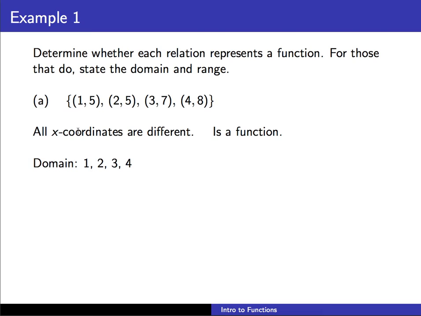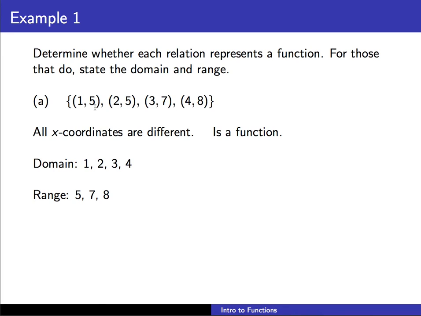So the domain is all the x coordinates. In this case, we have a 1, a 2, a 3, and a 4. And the range is going to be all the outputs or the y coordinates. In this case, 5, 7, and 8. And since we already repeated one of the 5s, we don't have to list it twice.